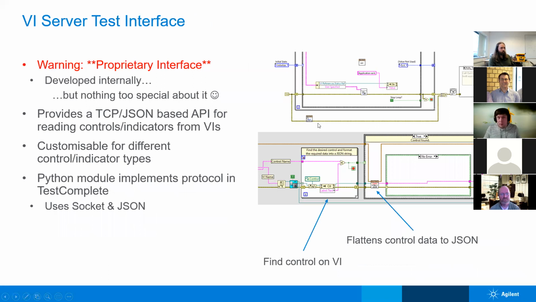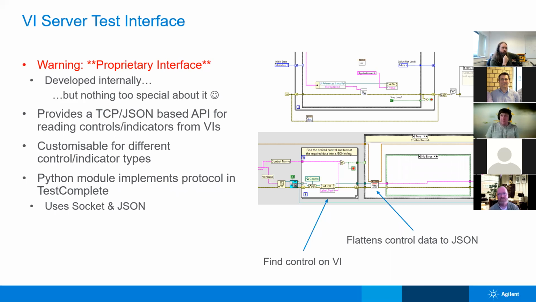Basically, we drop an instance of our test interface on our block diagram, and that sits there and listens for an incoming TCP connection from TestComplete. You then customize the protocol to give you a list of the VIs that are in your application. Then, for a particular VI, you can get a list of all the controls, and if you point it at a VI and a control name, it'll send you a JSON packet that has the properties and information that you want.